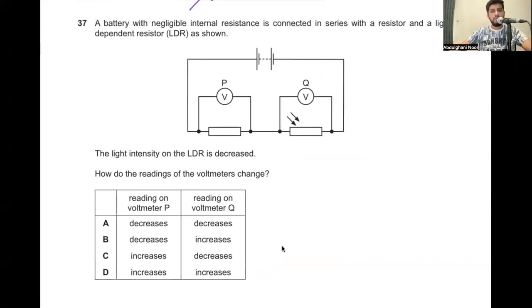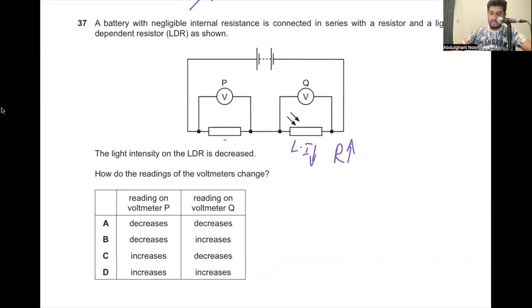Question 37 says a battery with a negligible internal resistance is connected in series with a resistor and an LDR as shown. The light intensity on the LDR is decreased. So you decrease the light intensity, the resistance increases. How do the readings on the voltmeters change? So let's take a simple case.